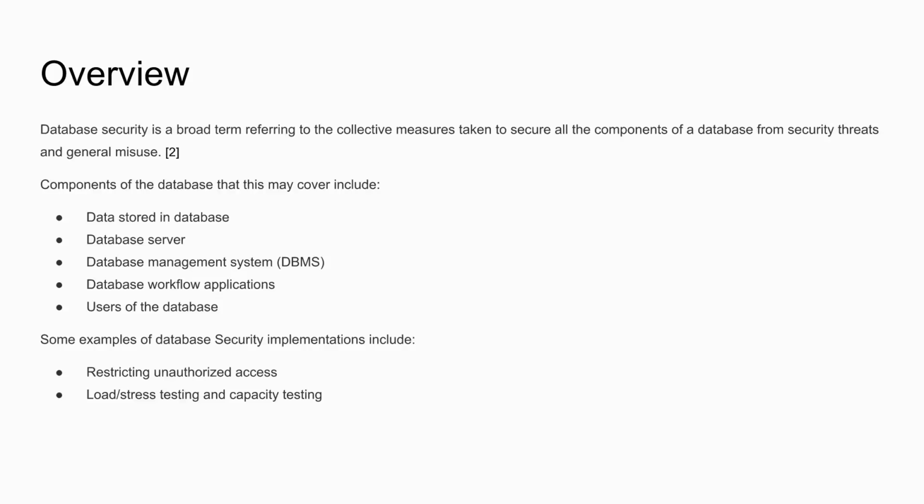Database security is a broad term referring to the collective measures taken to secure all the components of a database from security threats and general misuse. It's a very holistic term that encompasses the server, the client, and users of a database. Components may include data stored in a database server, a database management system, DBMS, database workflow applications, and users of the database, which would include the clients, the administrator of the database, pretty much anybody who has access to a database.